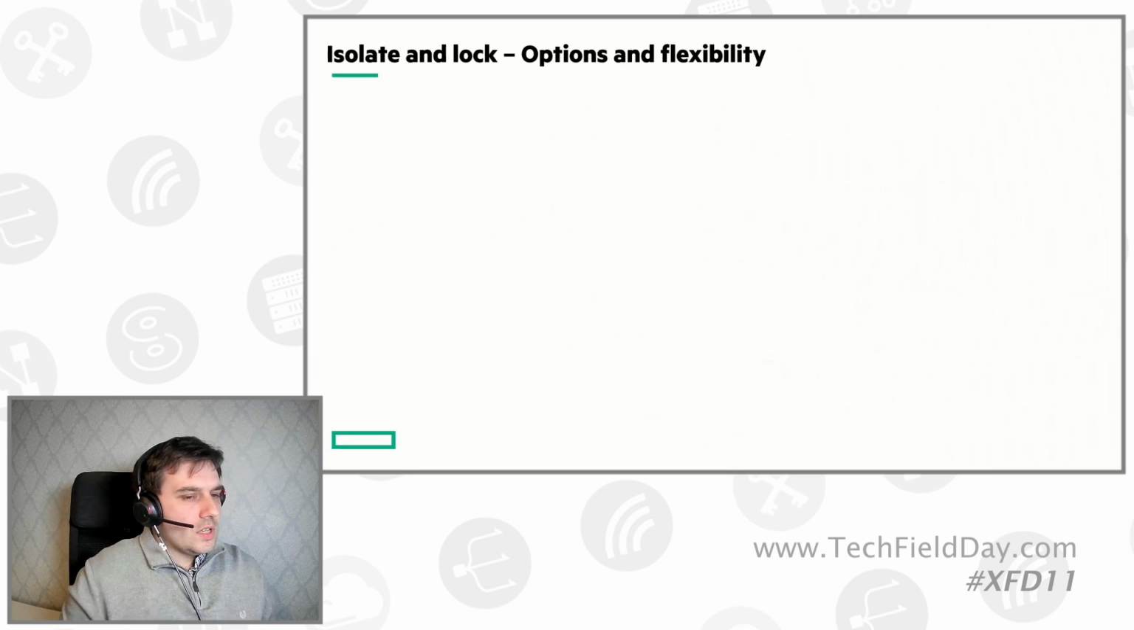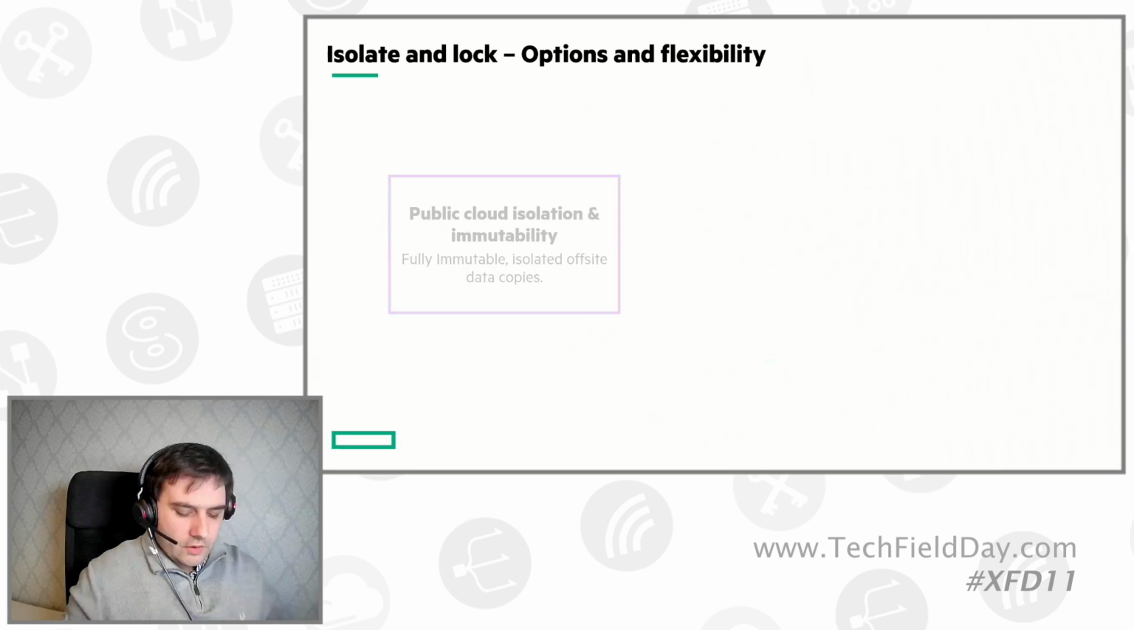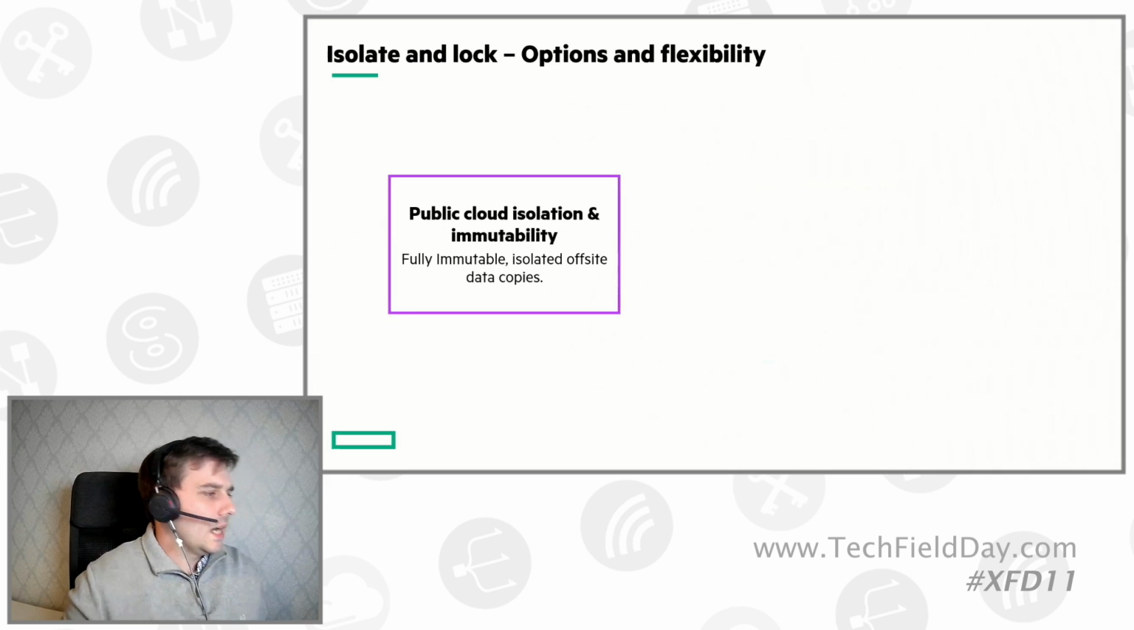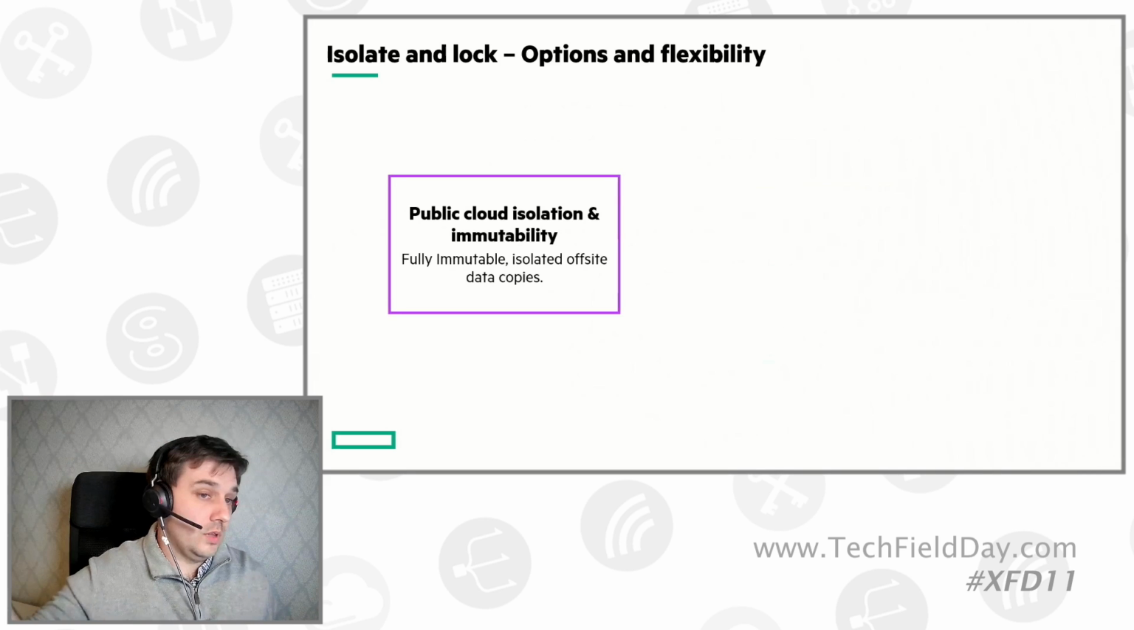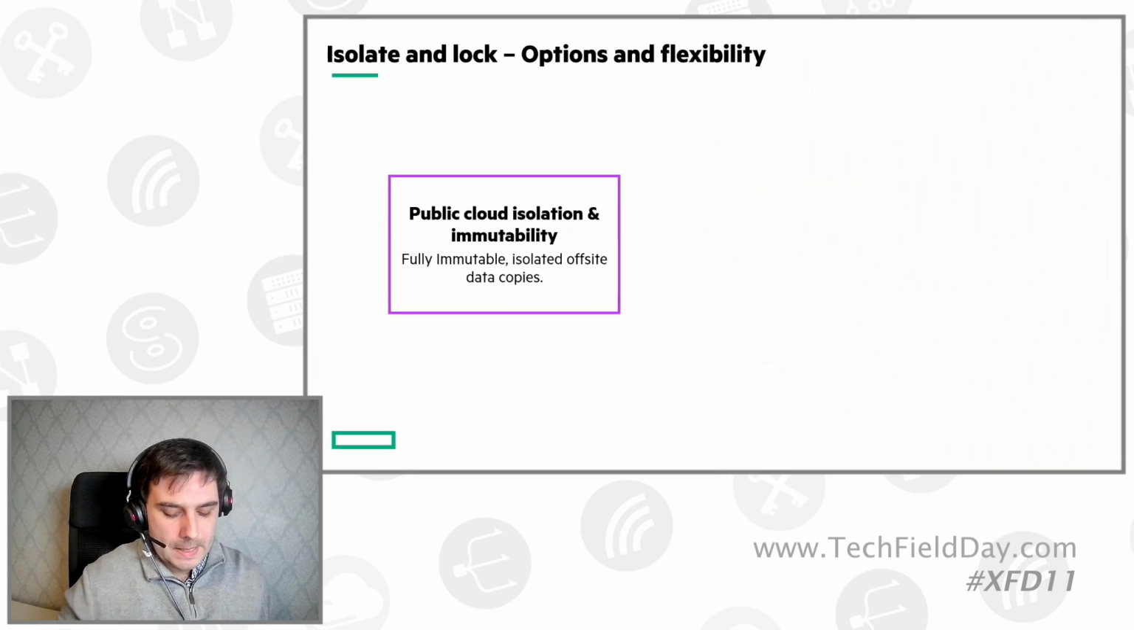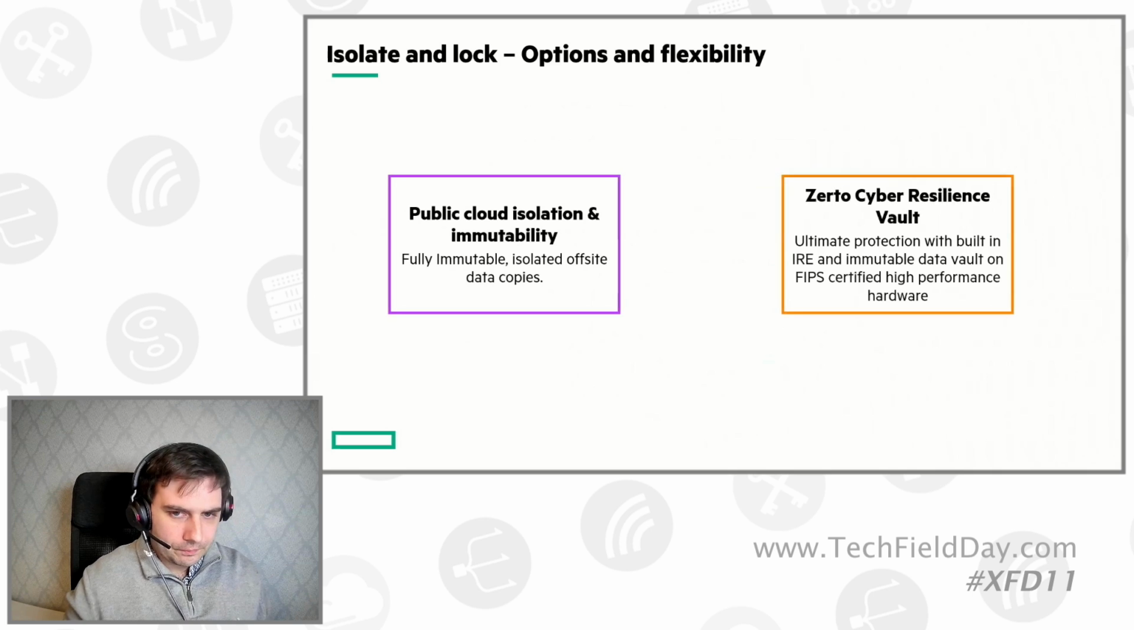So within Zerto, there's two options, and we've kind of danced around the subject a little bit already. So we have public cloud isolation and immutability. I call it public cloud because the vast majority of our customers who use this option use AWS or Azure for their immutability option. You could use on-premise like Scality, for instance, and use their object lock as well. So it's not just public cloud, but the vast majority of our customers are utilizing that. Fully immutable, isolated offsite data copies.